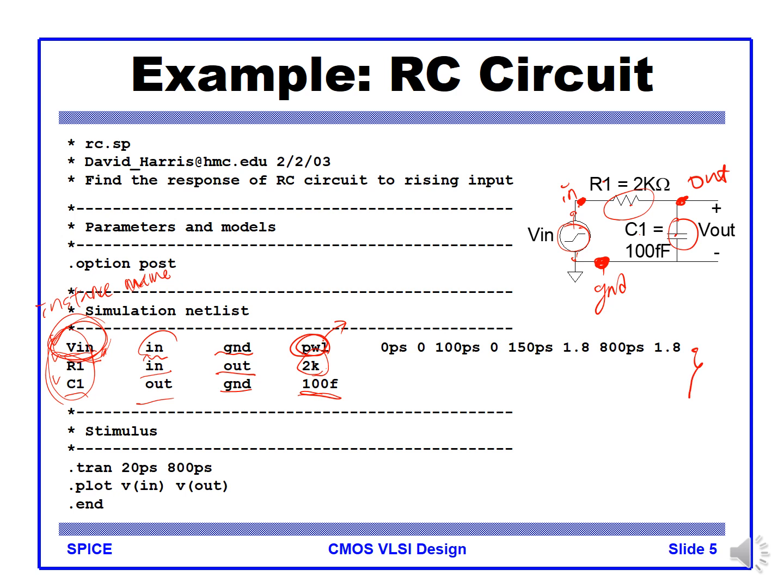So VIN is defined as the PWL, that is piecewise linear voltage source. At time 0 we have a 0 voltage, and at time 100 picosecond we get 0, and at time 150 picosecond we have 1.8. So you connect them, you get this kind of waveform there. This is the 100 pico, and this is 150 picosecond, and we add the 800 picosecond, we stay.